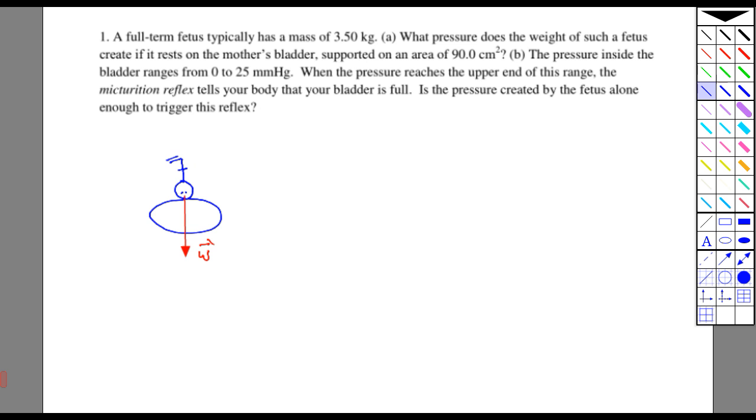And we know a few other things. So first of all, the mass of the fetus is 3.5 kilograms. And we know that the area which the weight is exerted on is just the part where the fetus is in contact. So this shaded region I just drew. So that area is given in the problem. It's 90.0 centimeters squared. Let's convert this to meters squared. So that's 0.009 meters squared.